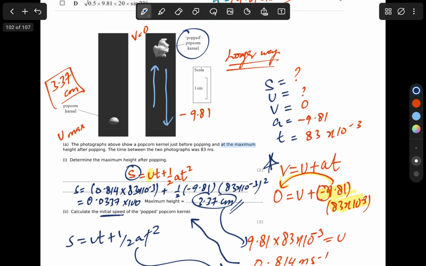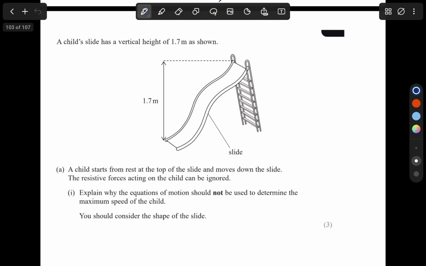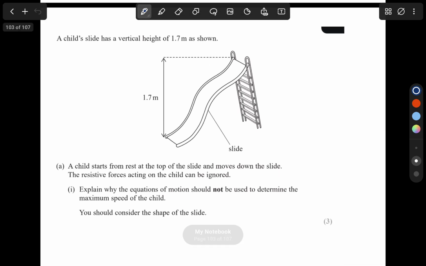I put this question again because there are very few questions to practice. Okay, so let's do the next question now. Next question, again you can try this yourself and let's see how it goes.